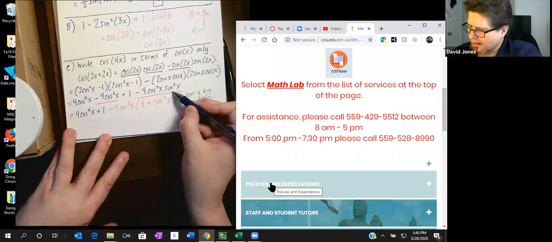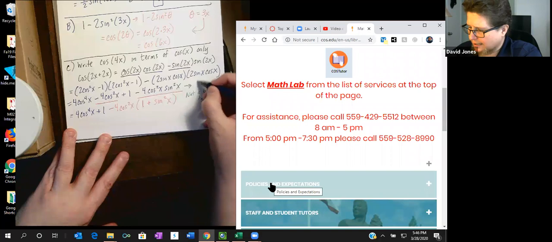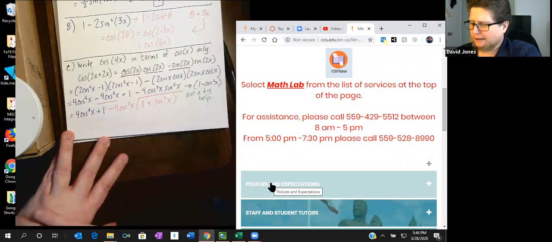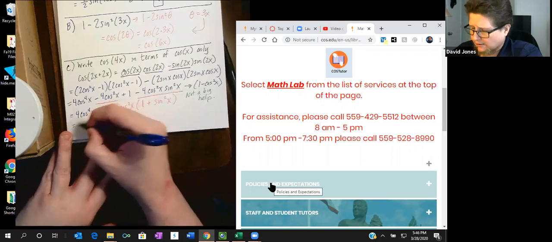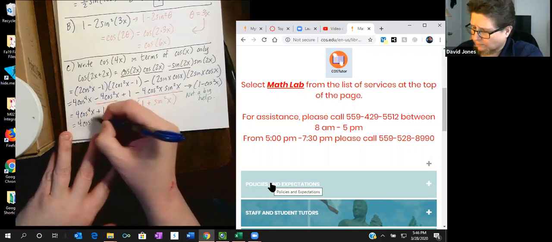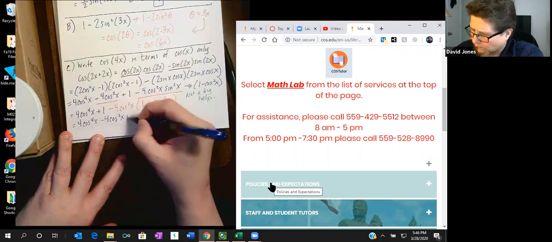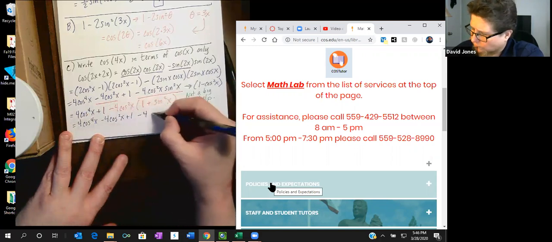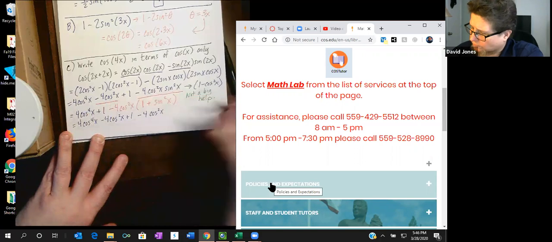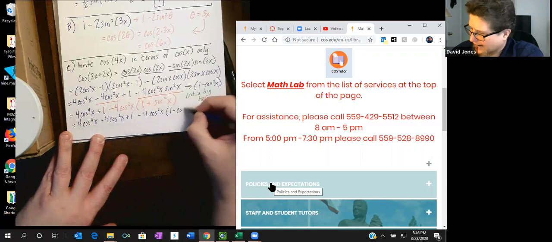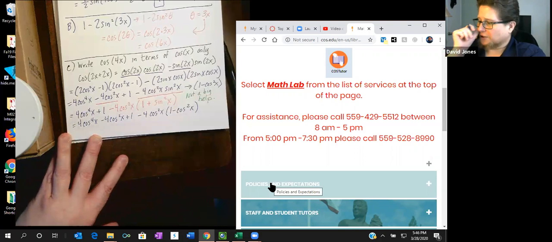How about instead we rewrite sine squared x as 1 minus cosine squared x? That's from our Pythagorean identity. And now look, everything's in terms of cosine x.